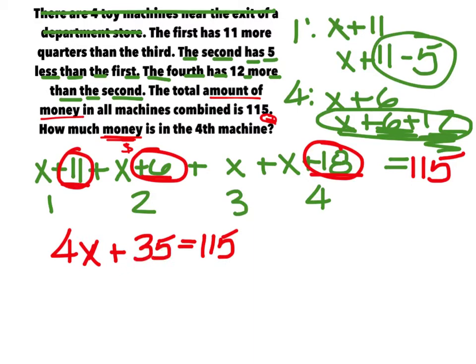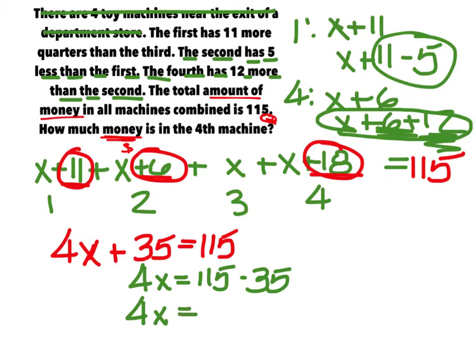What do I do with this 35? Minus from the 115, that's right. So 115 minus 35 is what? 80. What do I do now? Divide by 4 and get what? 20, yes. 20 is not the answer.